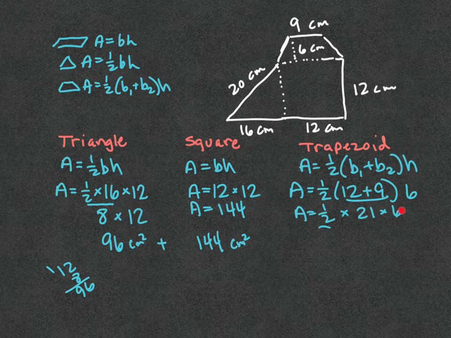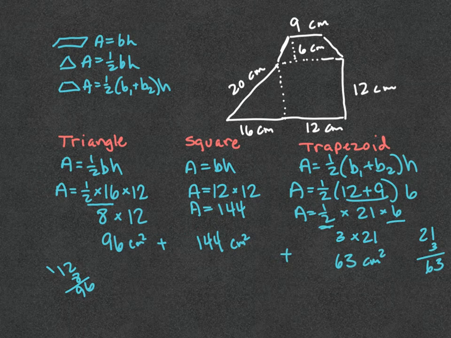Since that's an odd number and that's an even number, it's easy to cut even numbers in half. So I'm going to take advantage of that and say 1/2 of 6 instead of 1/2 of 21. So 1/2 of 6 is 3. And then 21 times 3 is 63 centimeters squared.